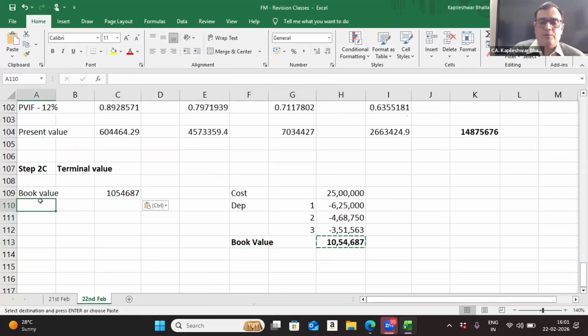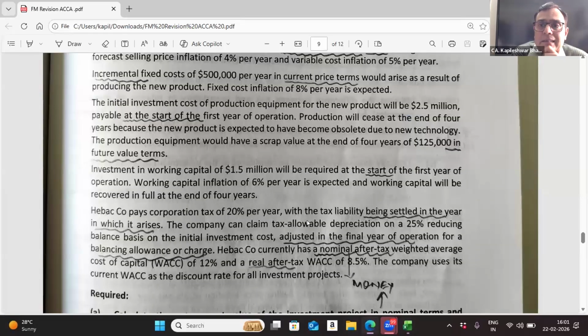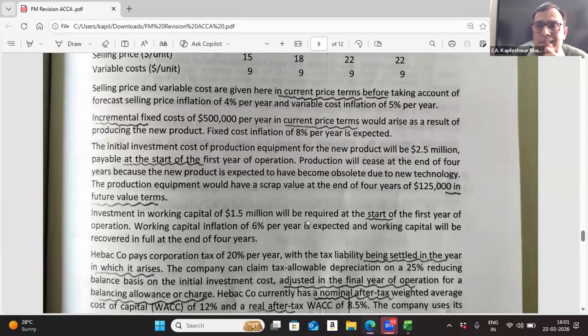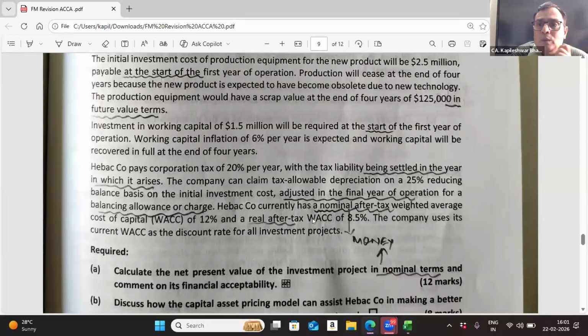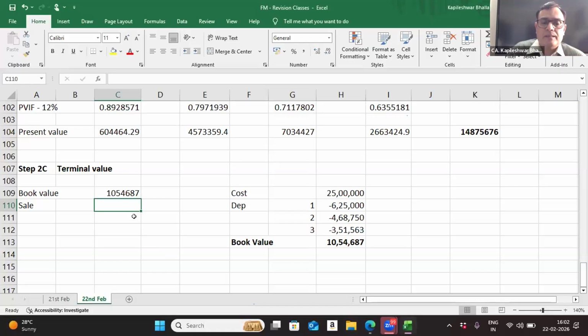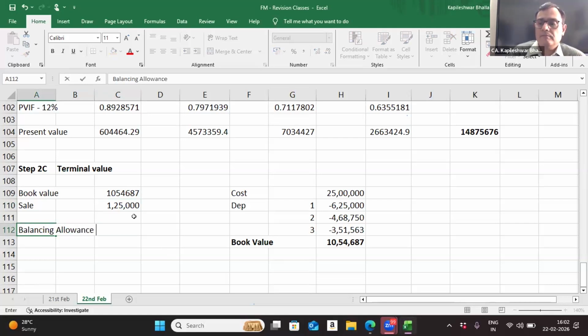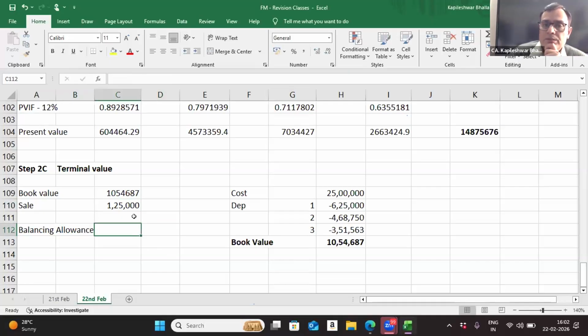And now let's see what is the sale proceed of the asset. In terms of the sale proceed, what is the value at which you are disposing the asset at the end? It says that it'll be sold at the end at 1,25,000. So you're going to sell this at 1,25,000. So is there a balancing allowance or a balancing charge? There is a balancing allowance in this case because we're getting a capital loss. So we'll take the sale proceeds minus the book value, and this is the balancing allowance.